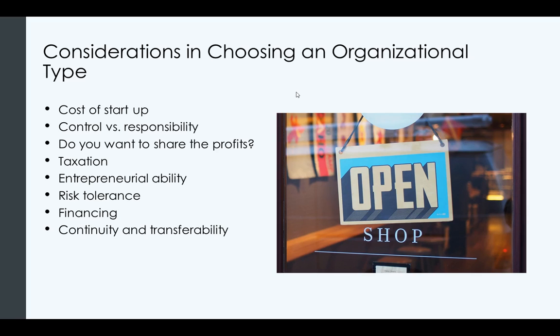Entrepreneurial ability, once again, goes along with control. How much creation and innovation do you want to have? Obviously, the more of that you want, the more control you're going to have to keep as a business owner. Then, going along with the liability part, this goes along with risk tolerance. How much risk are you willing to take? If you're willing to pass off some of the blame, that also has the benefit of passing off some of the risk if things go under or you go bankrupt, for instance.